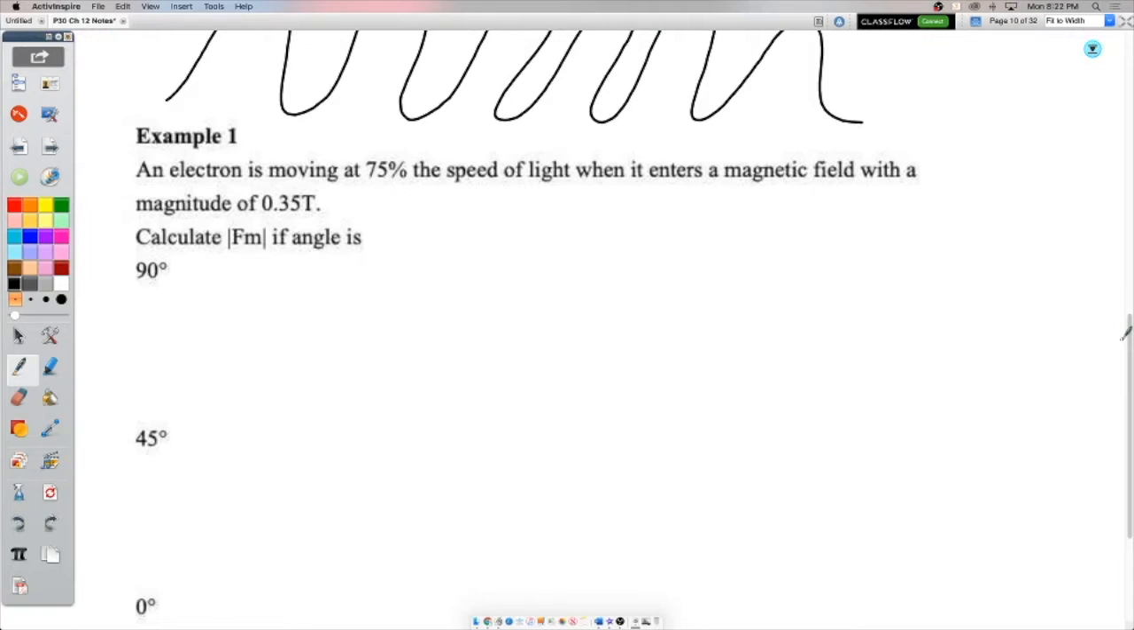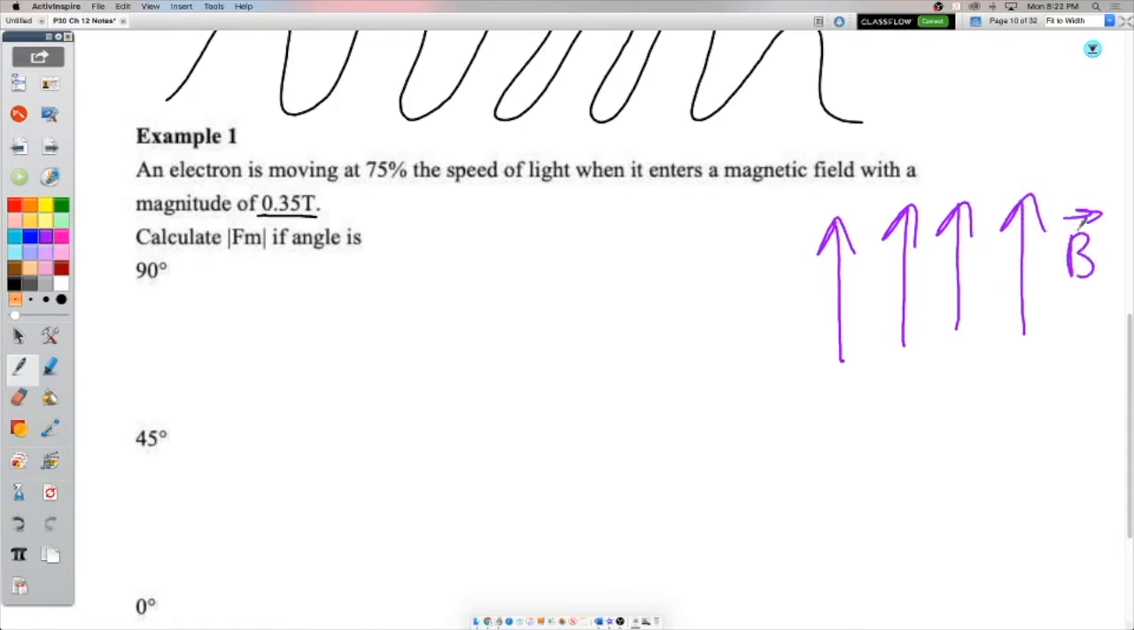Okay, so an electron is moving at 75% the speed of light when it enters a magnetic field with a magnitude of 0.35 Tesla. Okay, we're going to have our B field, our magnetic field. This is B, our magnetic field. And an electron is moving at 75% the speed of light when it enters a magnetic field. So it's moving at V equals 0.75 C. And it enters, at first, we're going to figure out what happens if the angle it enters at is 90 degrees. In other words, if it's perfectly perpendicular, okay?